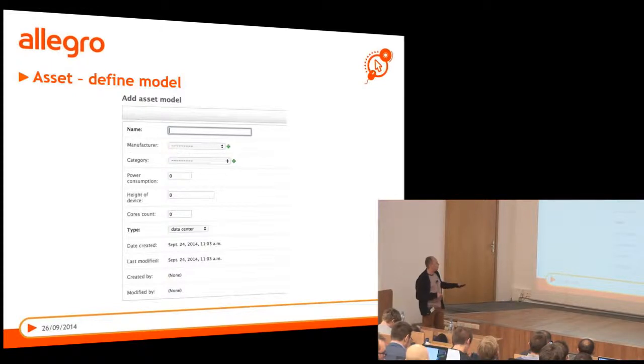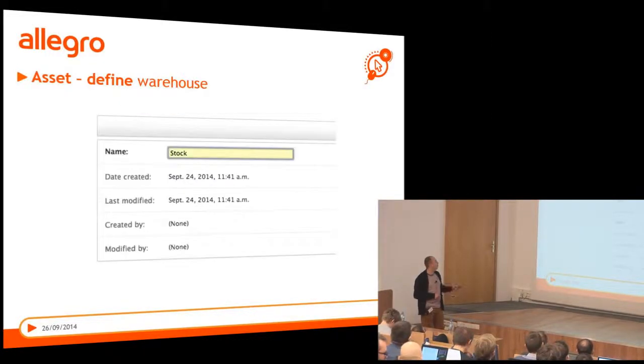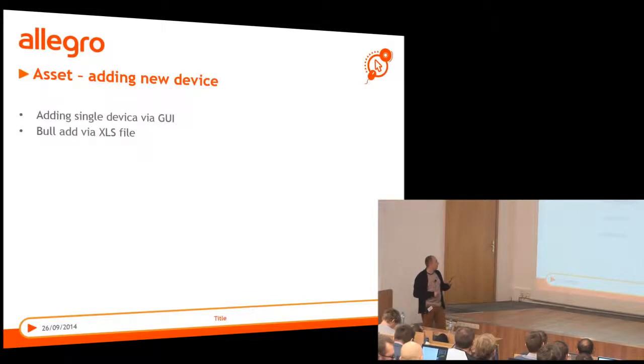Also, we choose the type in which this device will be installed. For example, it will be used in the data center. There is some information about creation, last modification, who created it, and who modified it. Also, we define the warehouse. In my example, I give the stock, because I have to put the server on my stock, so I can go further with the installation.